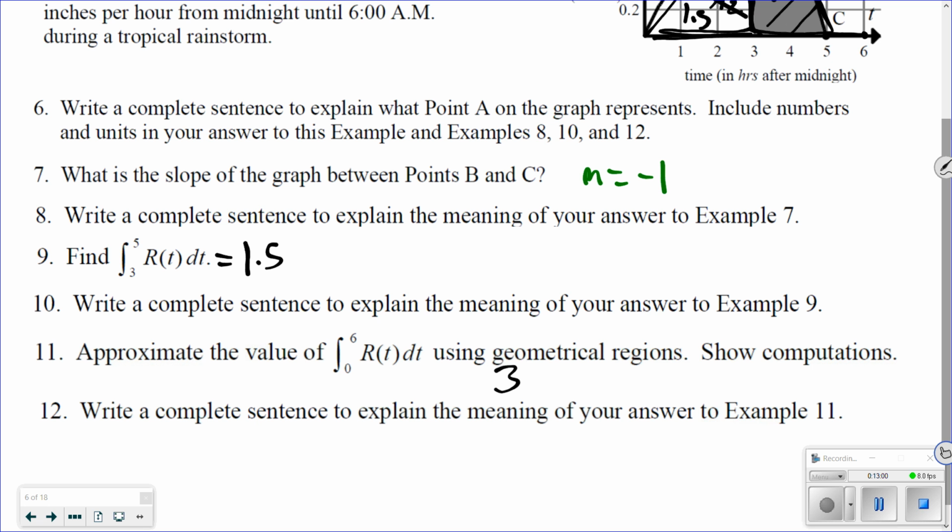Okay, so we are integrating a rate graph. That gives me accumulated value. So in this example, what are we accumulating? Well, we're accumulating the rain. It's the rate the rain fell. So when I integrate it, it gives me a total amount of rain. So number 12, I'd say, write a complete sentence. It would be from midnight to 6 a.m., approximately 3 inches of rain fell. And I'd say approximate, right, because we didn't find the exact value, we just approximated it.